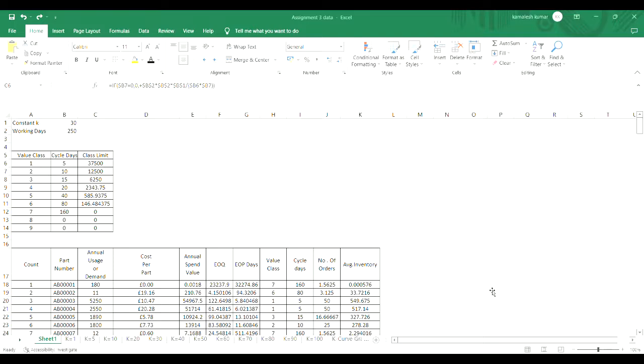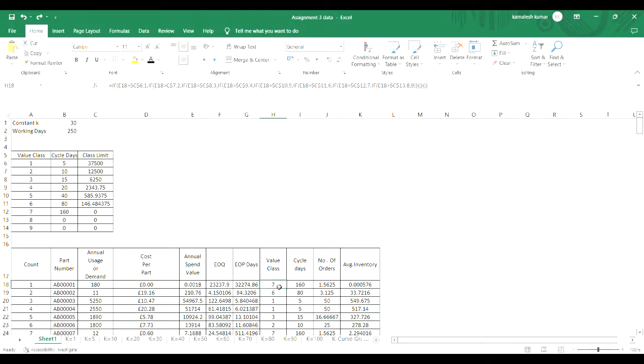But actually, if you remember, I have already done the same in the previous one. I have shown the calculation already, so if you have any doubt, please have a look. This is how you will be getting the value of the class limit. Similarly, you have to get the value of class limit for all the others by dragging the first cell. So this is how we get this table of value class, cycle days, and class limit.